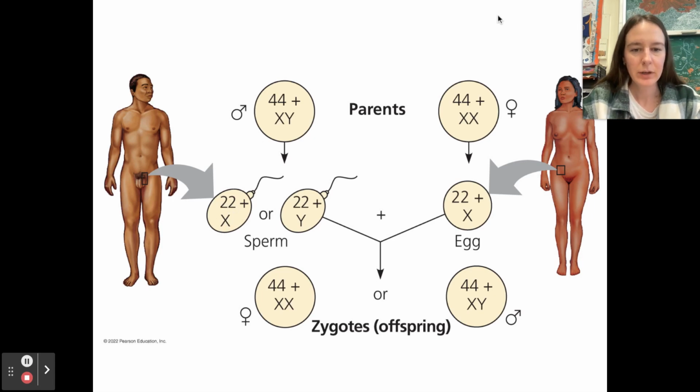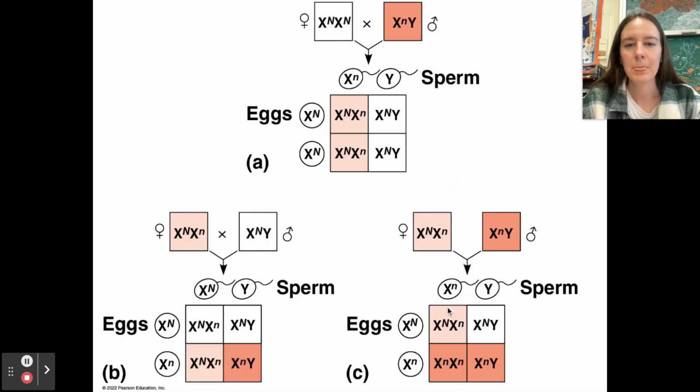Okay, and so the same for the female. We have 44 autosomes and two sex chromosomes in our diploid cells. This is our haploid, and this would be a new zygote. So male and female. And this is just a few Punnett squares on how to determine the sex of the offspring based on the parents.